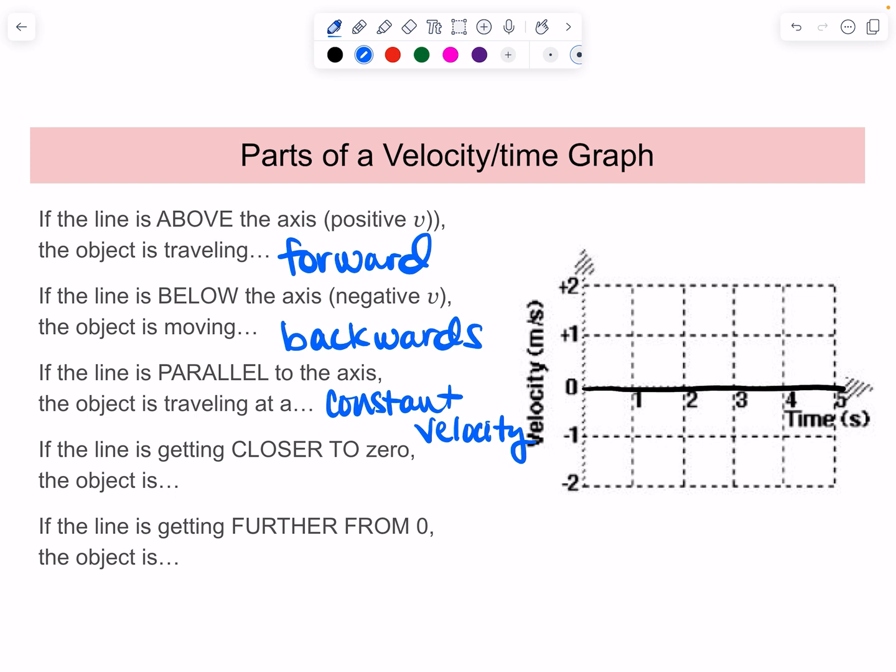If the line is getting closer to 0, let's say we're starting here and the line slowly gets closer to the origin, that means the object is starting its motion at 2 meters per second and slowly getting to a motion of 0 meters per second. So as the line gets closer to 0, the object is slowing down. Now that could be getting closer to 0 above the axis or below the axis, because this just tells me it's moving at 2 meters per second backwards and still getting closer and closer to a velocity of 0.